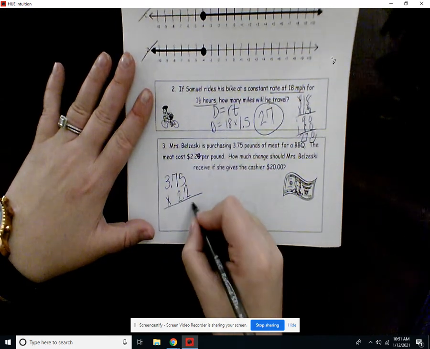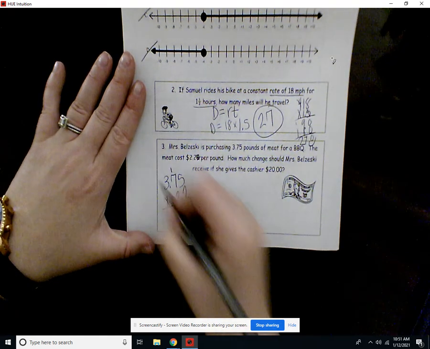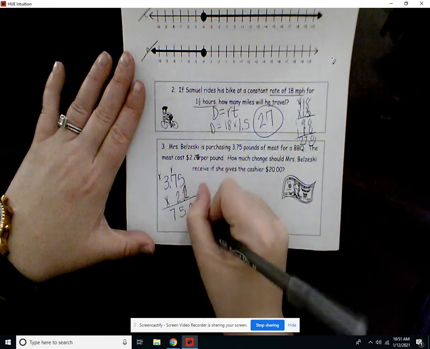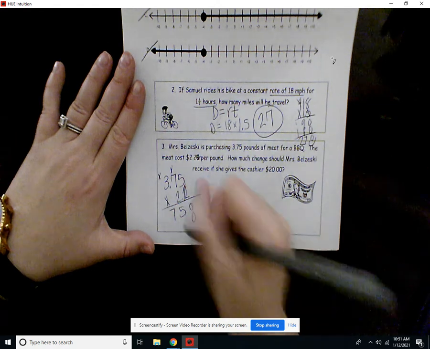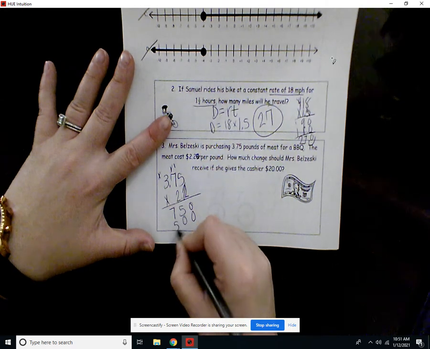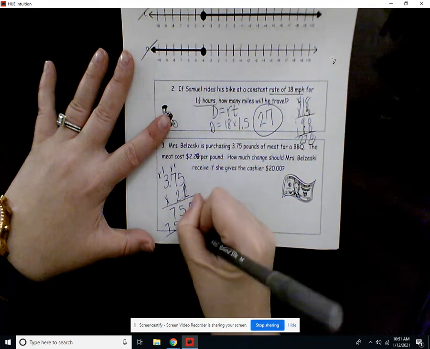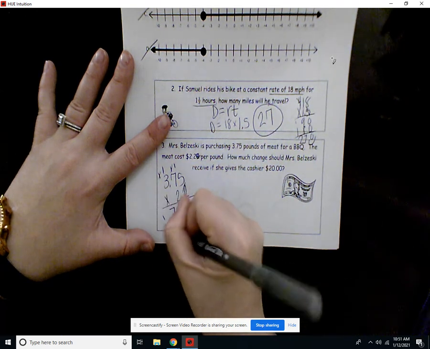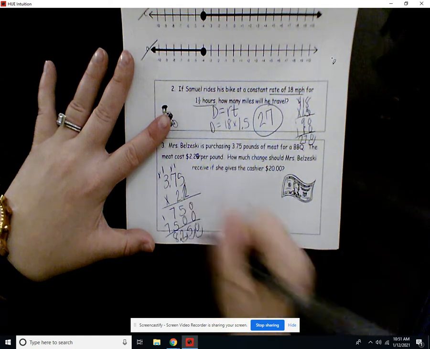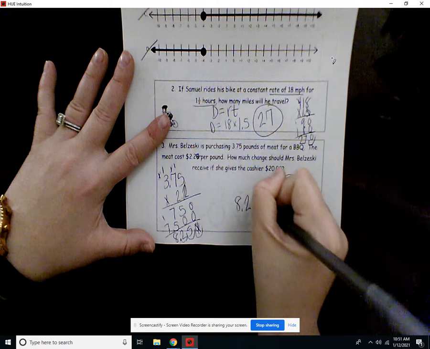So 2 times 5 is 10, we'll carry our 1. 2 times 7 is 14, plus 1 is 15, carry our 1. 2 times 3 is 6, plus 1 is 7. Add a 0. 2 times 5 is 10, 0, carry our 1. 2 times 7 is 14, plus 1 is 15. And then 2 times 3 is 6, plus 1 is 7. Move our decimal over 1, 2, 3 times. So we get 8.250. We can mark off that 0 and get 8.25.